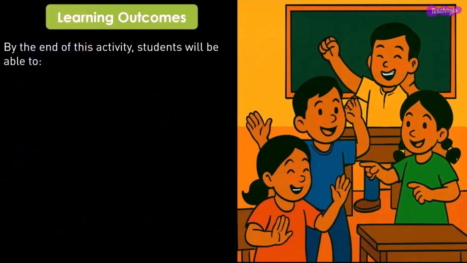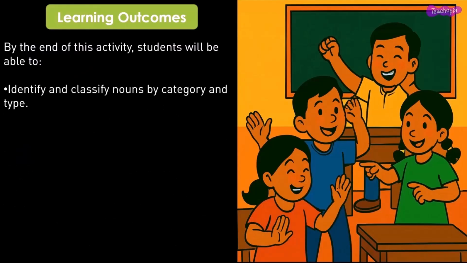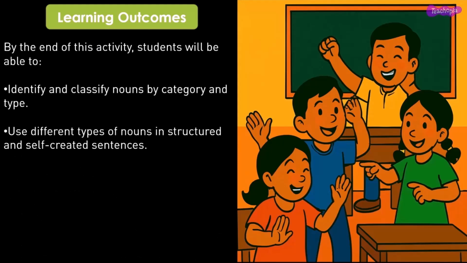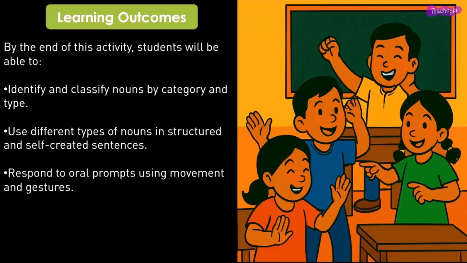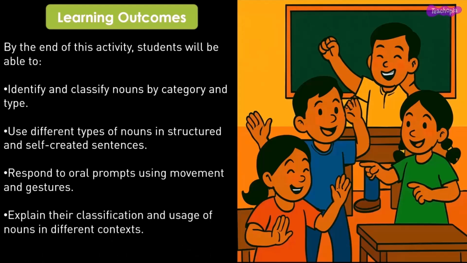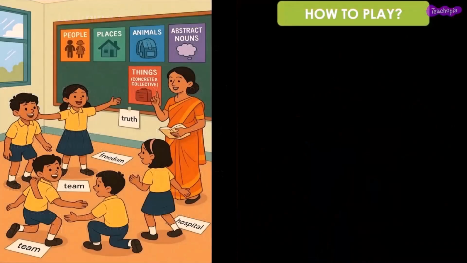At the end of this activity, the learning outcomes expected are: students will be able to identify and classify nouns by category and type, use different types of nouns in structured and self-created sentences, respond to oral prompts using movement and gestures, and explain their classification and usage of nouns in different contexts.